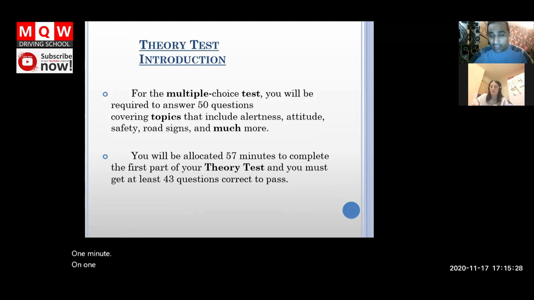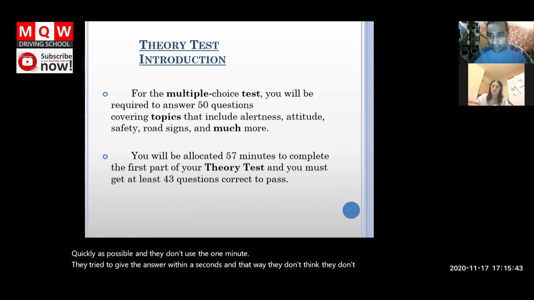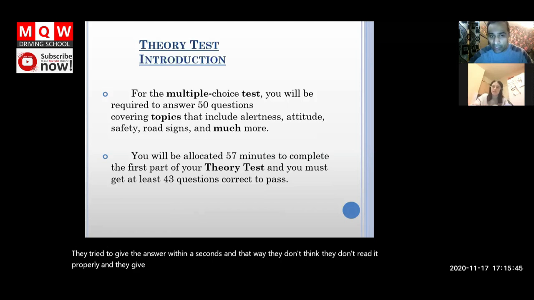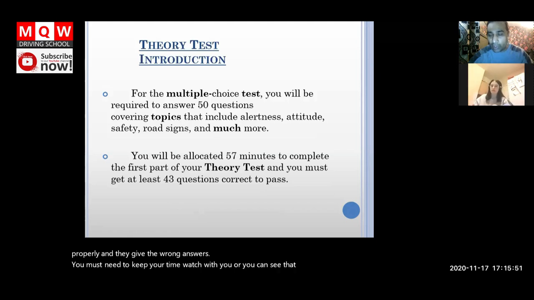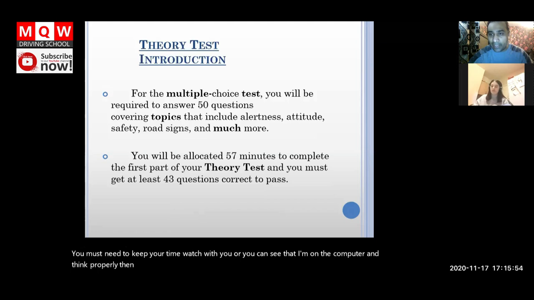This is a very common mistake people make, that they try to give the answer as quickly as possible and they don't use the 1 minute. They try to give the answer within seconds. And that way they don't think, they don't read it properly, and they give the wrong answers. So you must keep a watch with you, or you can see the time on the computer, and think properly, then give the answer, because you have 1 minute for one question. Take your full time in the test.